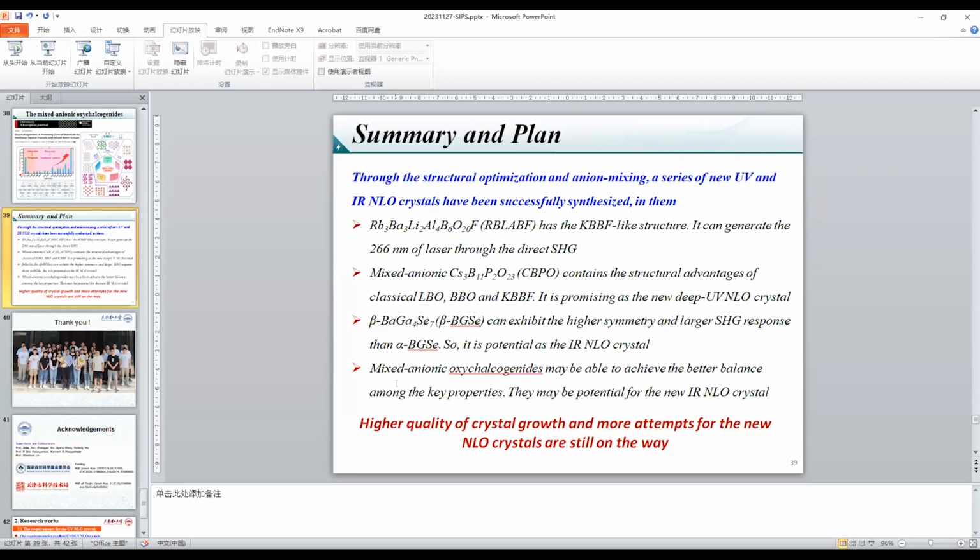And also we mix oxides and chalcogenides to synthesize oxychalcogenides, which can better balance the key properties for infrared nonlinear optical materials. They may be potential infrared nonlinear optical crystals.